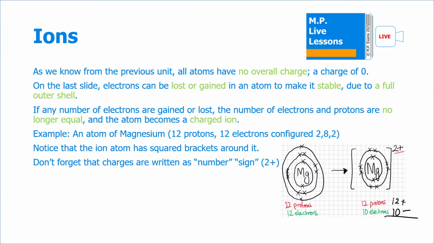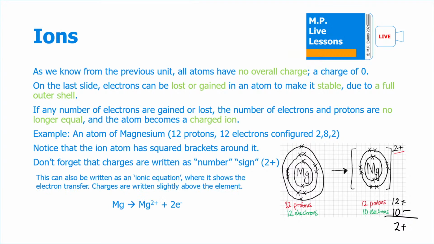So overall, when we add these charges together, positive 12 and a negative 10, you get an overall charge of 2 plus. There's 2 more protons than electrons. And remember, you write charges first with the number, then the sign. And remember that the ion has brackets around it, square ones, and its charge on the top right.